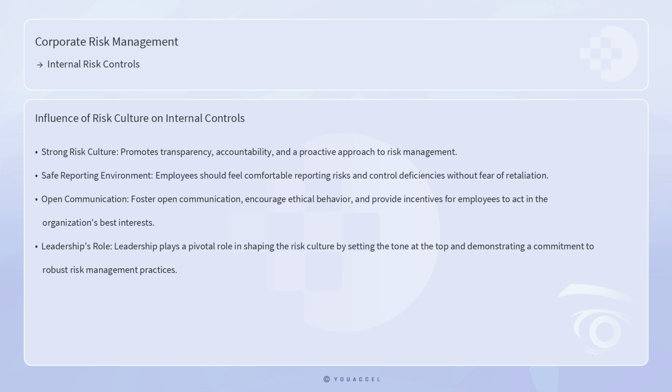The effectiveness of internal risk controls is also influenced by the organization's risk culture. A strong risk culture promotes transparency, accountability, and a proactive approach to risk management. Organizations should strive to create an environment where employees feel comfortable reporting risks and control deficiencies without fear of retaliation. This can be achieved by fostering open communication, encouraging ethical behavior, and providing incentives for employees to act in the organization's best interests. Leadership plays a pivotal role in shaping the risk culture by setting the tone at the top and demonstrating a commitment to robust risk management practices.